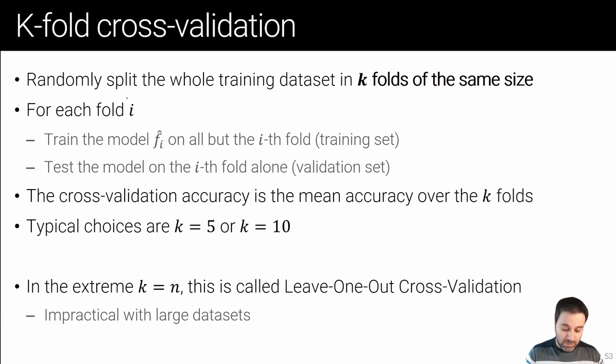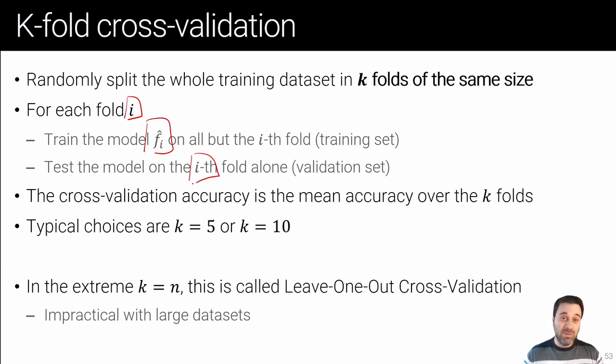So for any fold I, what we do is use all the data except I to fit a model. So this is going to be the f sub I hat, an estimated model based on this split of the data. And then we use only the fold I to validate the model. And so we do that many times, k times, and the cross-validation accuracy is then the mean accuracy over the k folds. So we just compute the accuracy k different times and average. Typical choices for k are 5 and 10 for different reasons.